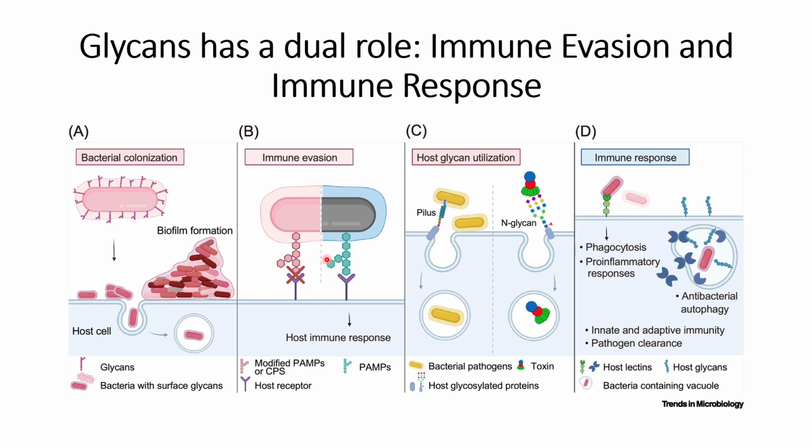Whereas when the glycans that are formed on the bacteria are different from the glycans that are expressed on the cell surface of the host, in this case the immune system receptors will detect these kinds of glycans and generate an immune response. So these structures are known as PAMs. However, bacteria can modify themselves to generate glycans that are similar to the host. In that case, immune evasion occurs, whereas in this case, the host immune response will be triggered.